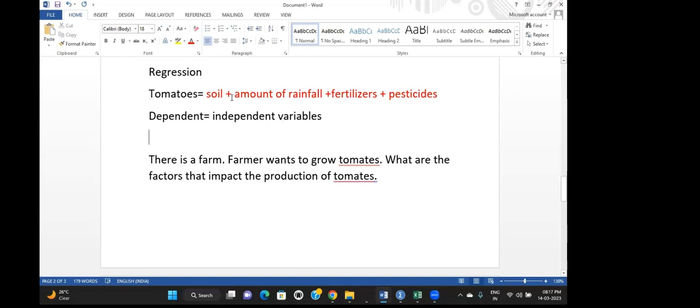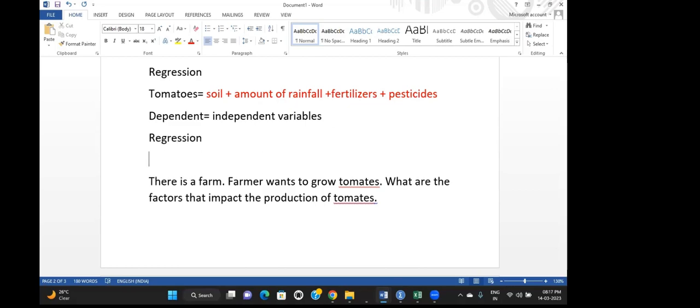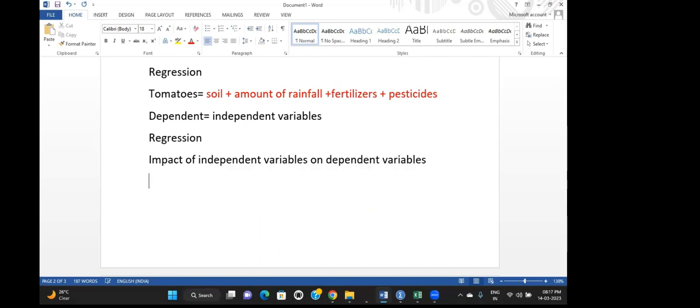And production of tomatoes depends on these many variables, ये सारे. तो हम बोल सकते हैं is equal to के left side पे these are the dependent variable, production of tomato is a dependent variable, and on the right side are the independent variables, right? So what is regression? When we try to find out the impact of independent variables on dependent variables, है ना? Main तो यही होता है. This is what is important, the impact of independent variables on the dependent variables, and how much it is impacted.